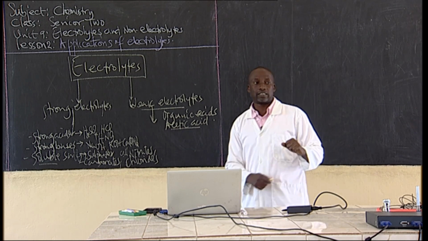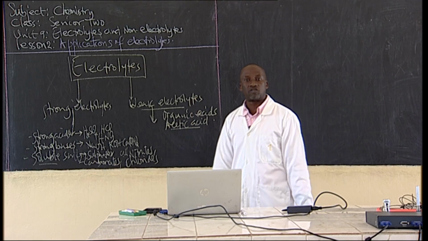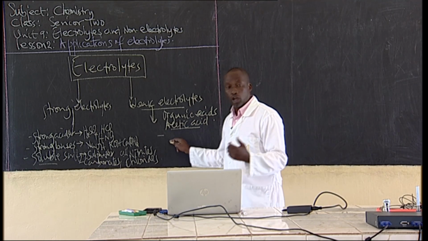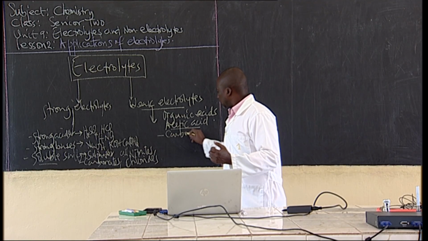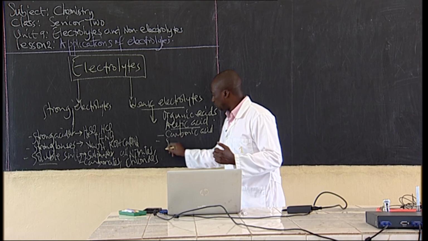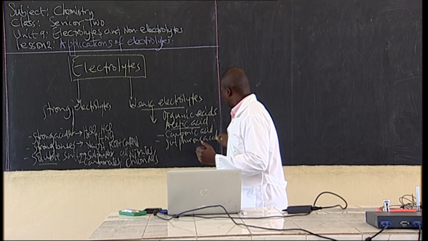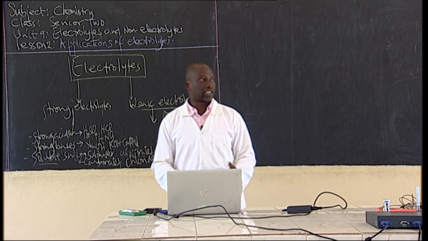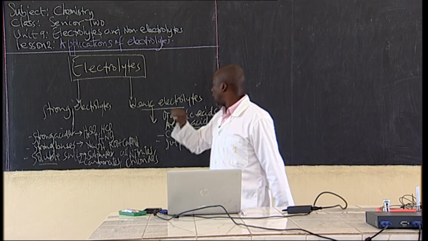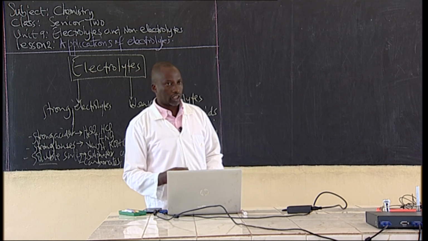The organic acids are very many, but I've just given an example. You can talk about carbonic acid, sulfurous acid, phosphoric acid and many others. So these are some of the weak electrolytes. They do not conduct electricity strongly.